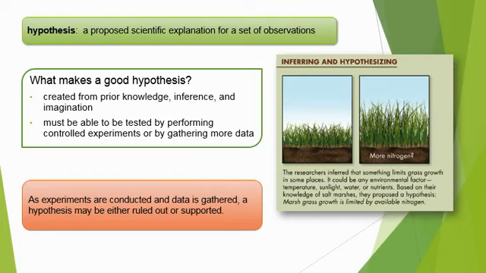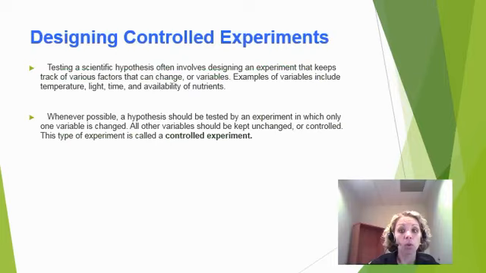When we design controlled experiments, we look at different factors, and we call these factors variables. So for instance, the temperature, the light, the time, the availability of nutrients, these are all variables that are affecting the growth of the marsh grasses. For a hypothesis to be tested, it's important that only one variable be changed, and we call all the other variables controls. This type of experiment is called a controlled experiment.